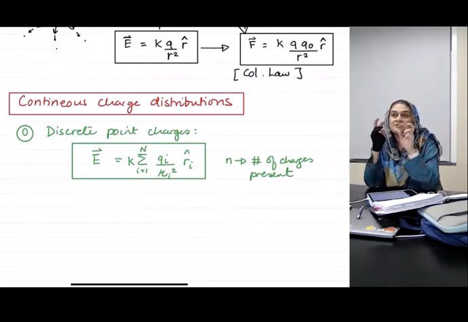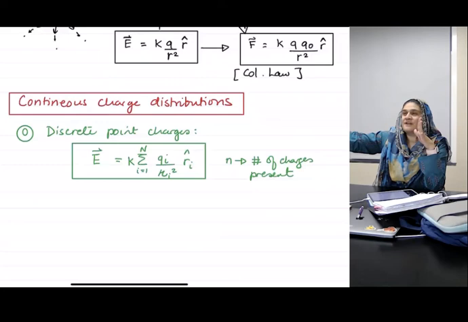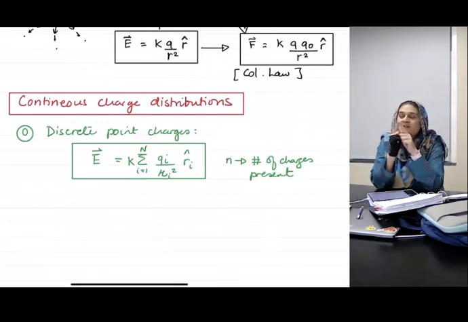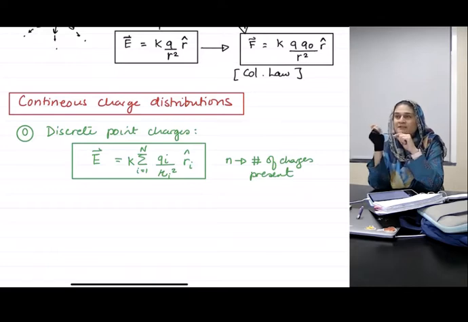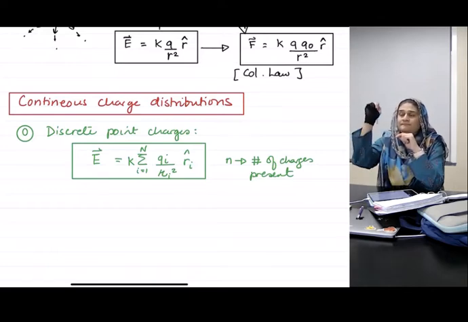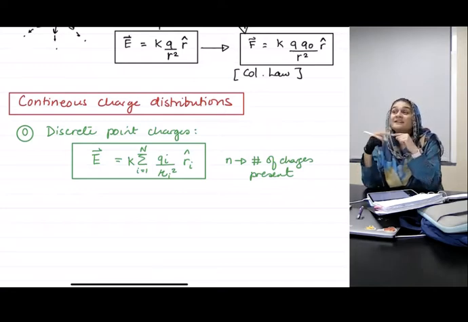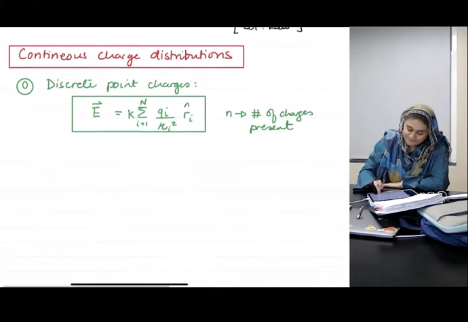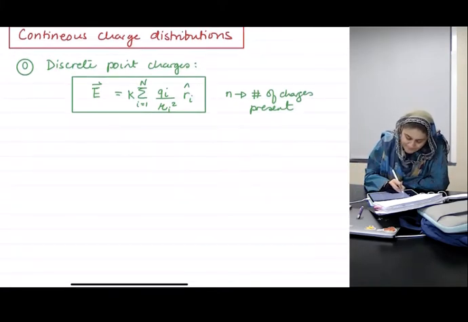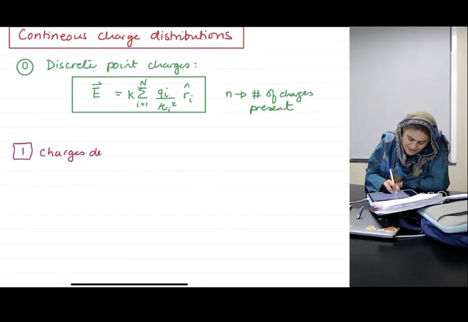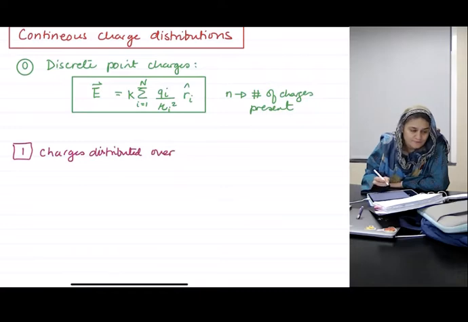Now, how do I go from these discrete point charges to having many charges together? If the sum becomes very small, what do we do? Instead of writing sum, we'd write integration. So for continuous charge distributions, I could have charges distributed over some region.